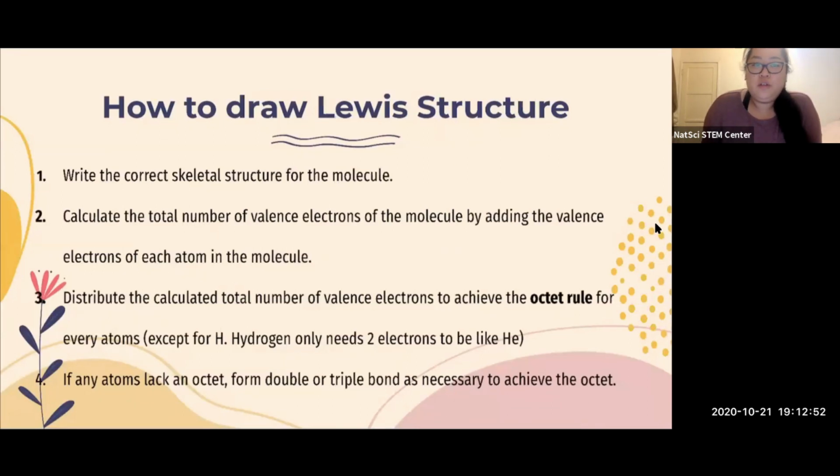First, you'll write the correct skeletal structure for the molecule. So let's say we're doing H2O. You'll have hydrogen and oxygen like that. So you just draw the skeletal structure. Then you'll calculate the total number of valence electrons. So go to the periodic table, count how many valence electrons each of the atoms that make up the molecule have, and that will tell you how many valence electrons you should be counting total at the end of filling everything in. Then you'll distribute them to achieve the octet rule.